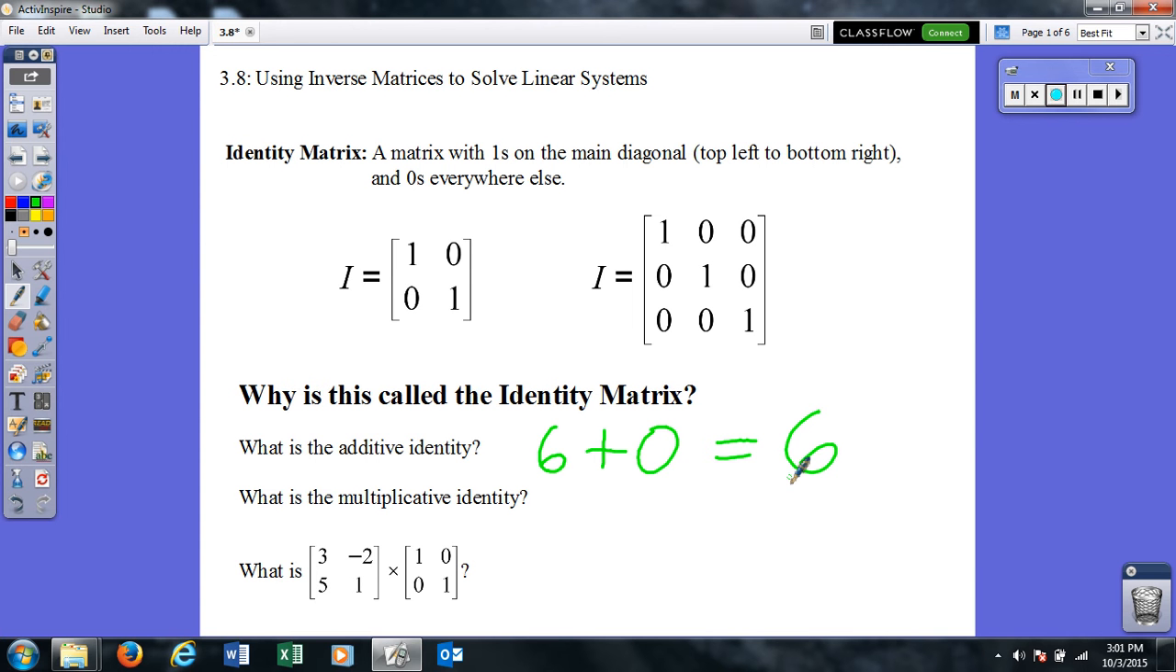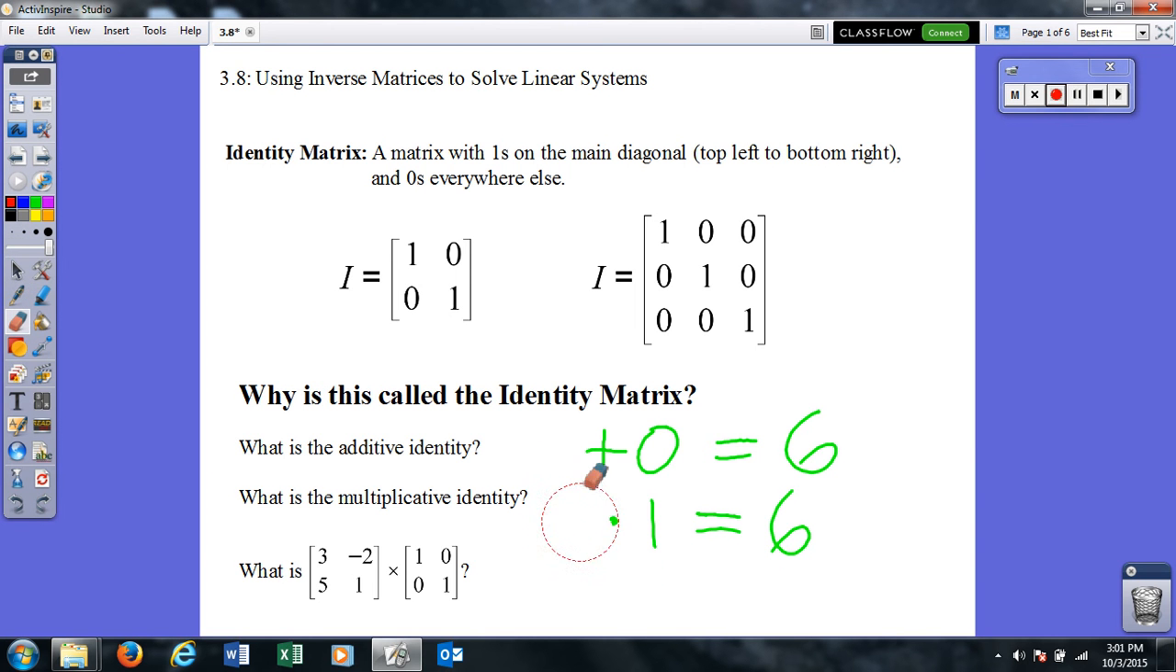As far as the multiplicative identity, the identity that has to do with multiplication, that's 1. If we do 6 times 1, 6 times 1 is 6. So if we multiply by 1, the thing we multiply keeps its identity. All right, let's look at matrices on the bottom here.